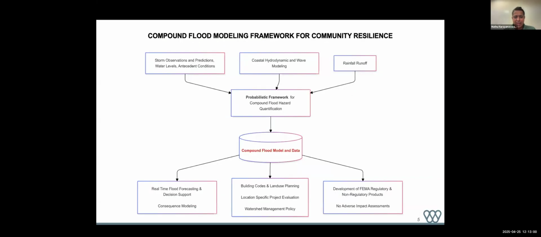So I tried to condense it into this graphic here in terms of the things we're interested in. Basically, we're trying to produce this compound flood model and data for various activities that are below it, right? These can involve anything from near-term forecasting, nowcasting decisions and consequence modeling, to developing sustainable and resilient building codes and land use planning, using regional and local compound flood models for project-specific evaluations to ensure that the investments you're doing now protect you for current conditions as well as future conditions.